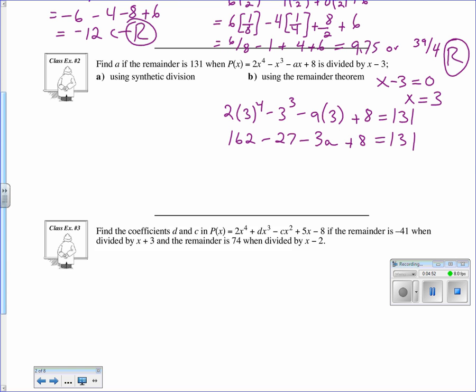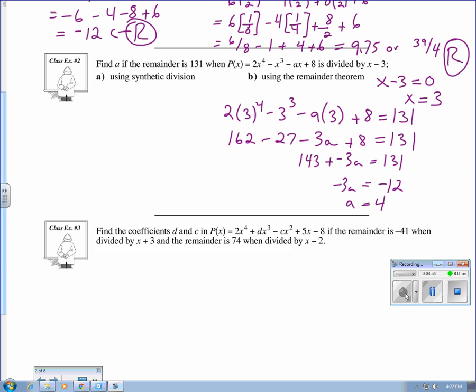I'm going to work on collecting my like terms. So after collecting my like terms, I get 143 minus 3a equals 131. I actually get to present a value for a by subtracting 143 from both sides. That gives me minus 12, and then dividing by minus 3.